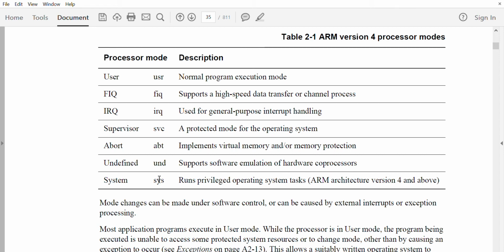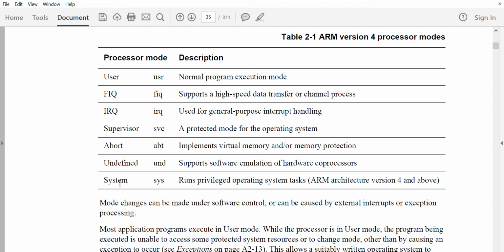Then you have the system mode, or the SYS. It runs privileged operating system tasks for version 4 and above. So there are some privileged operating system tasks, and those will be run in this particular system mode. So the normal operating mode is the user mode.